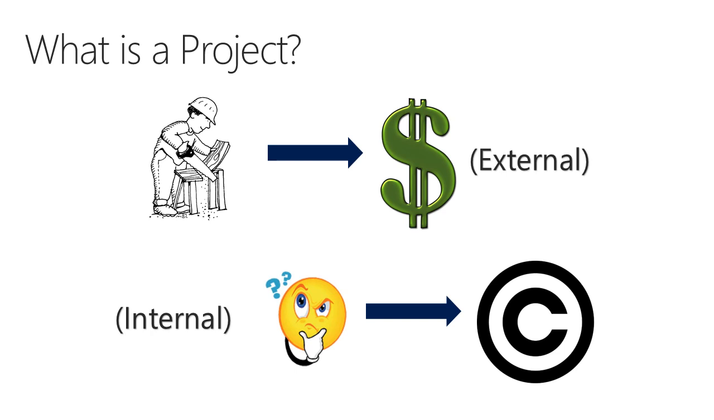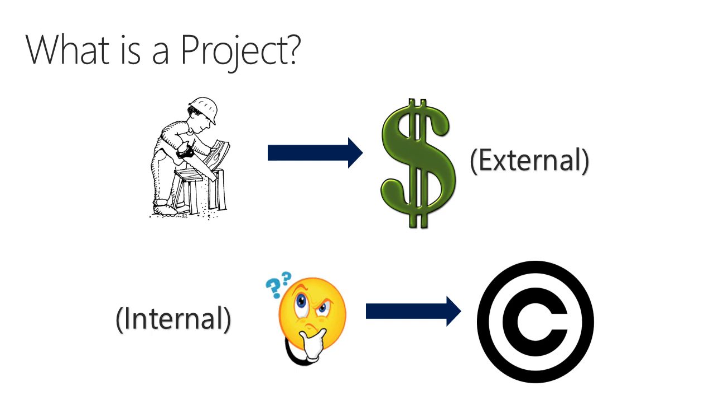He's doing some sort of work on a construction site or whatever it is, and the end result is that his company is going to gain some sort of revenues from the customer associated with the construction project that he's working on. Some other examples of external type projects could be building a house, implementing some software for a customer, installing maybe a cell phone tower. I mean, there's tons of examples.